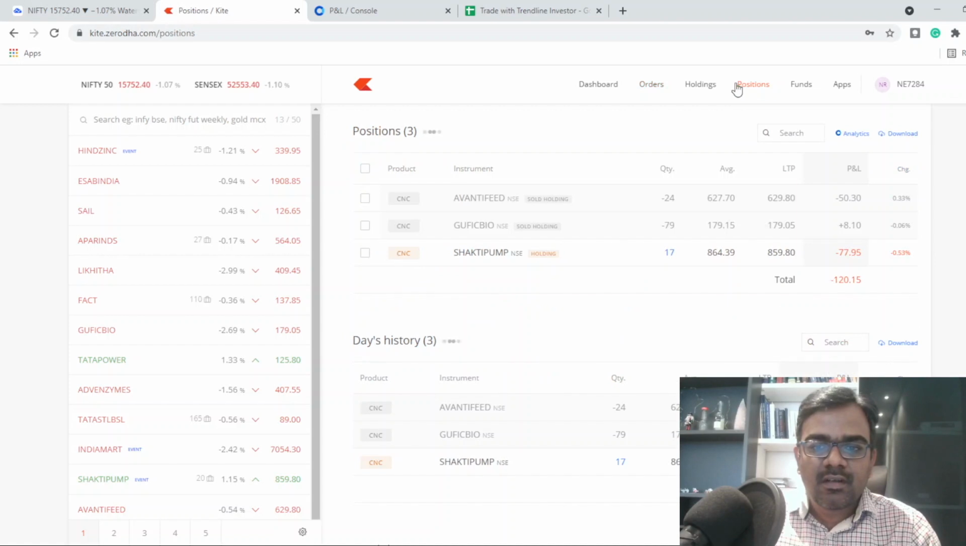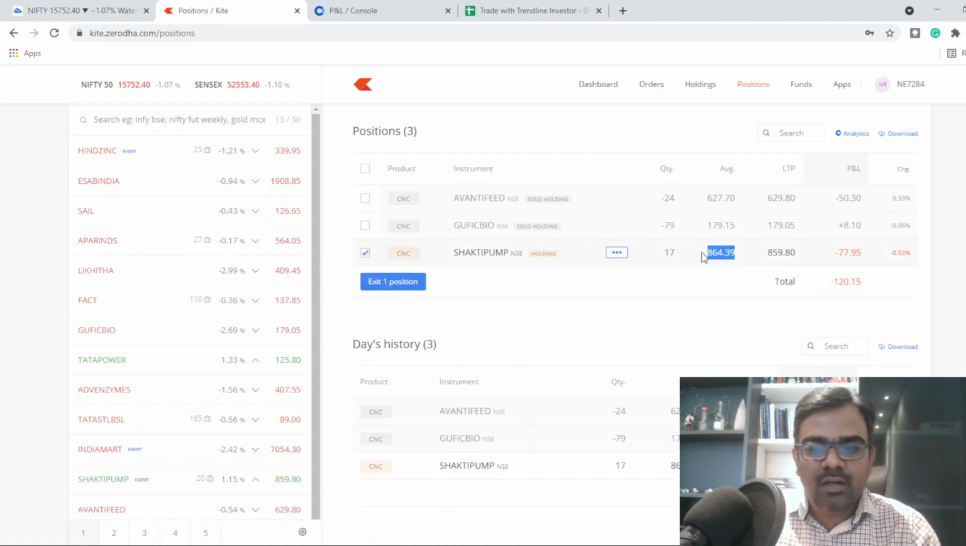So on an average, the price of Shakti Pumps was planned at 860, but we got it at 864.4, which is not bad, I'd say. But yeah, in hindsight, you can say that it went down, we could have added more, but always you can talk in hindsight, you can talk anything that we want. In real time, we have to see what the market is doing. Okay, so that's the sheet.